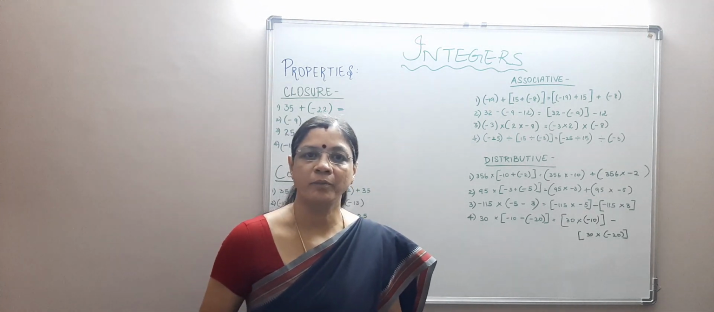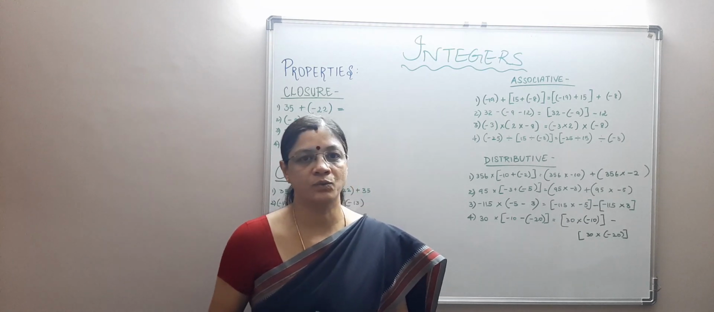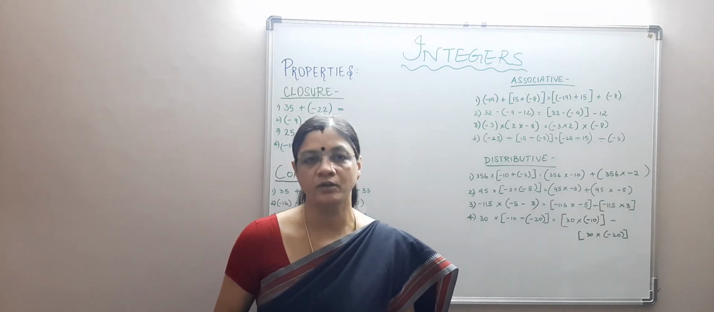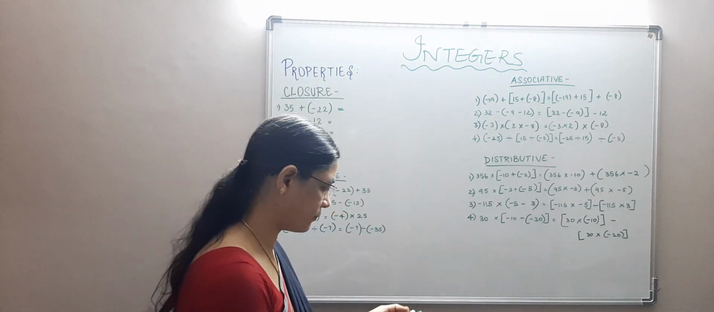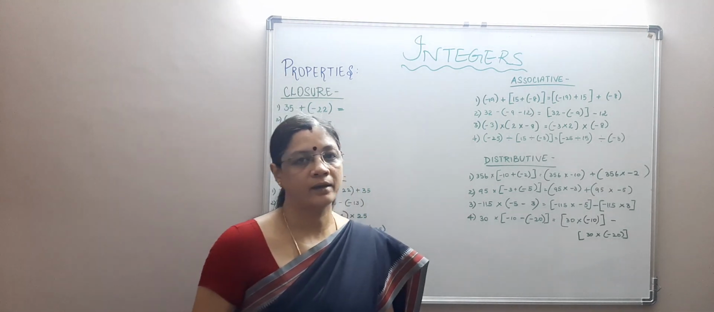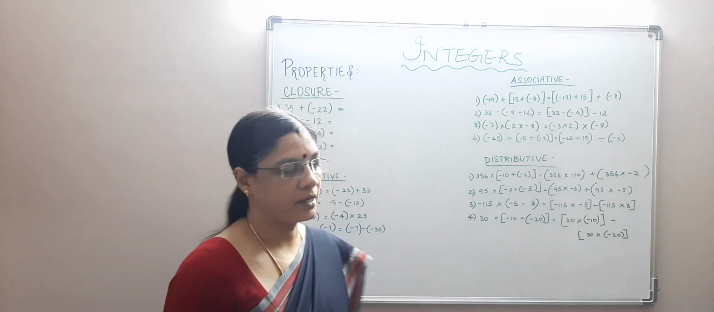Generally we have properties like closure, commutative, associative, and distributive, isn't it? So we'll deal with them one by one. We'll take examples for each one of the properties and see how integers behave.